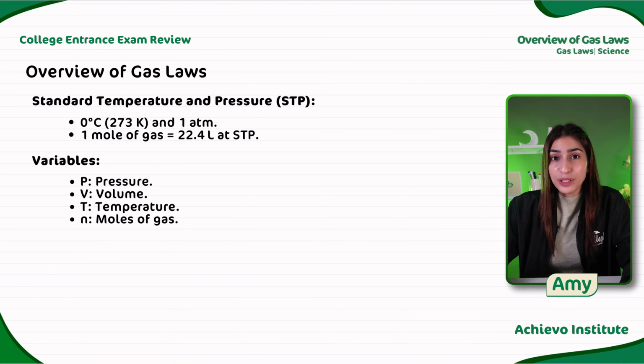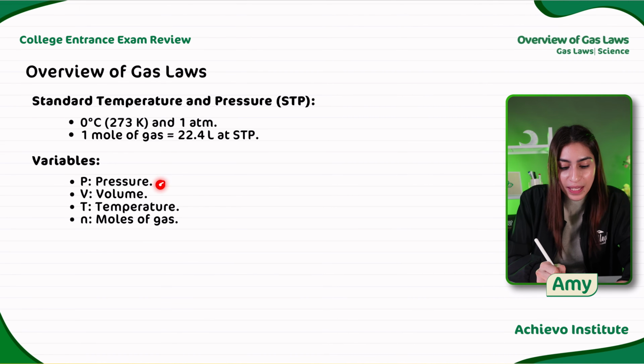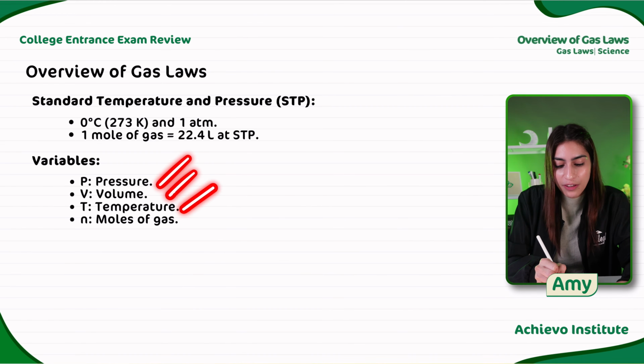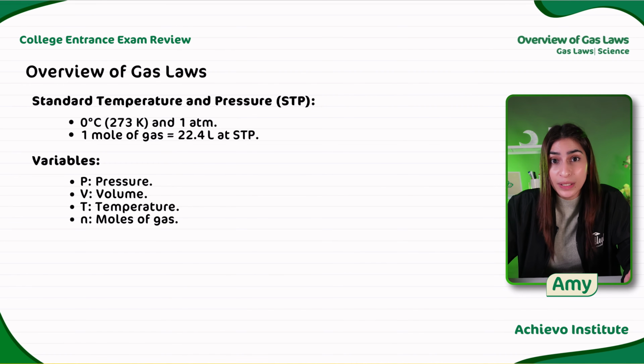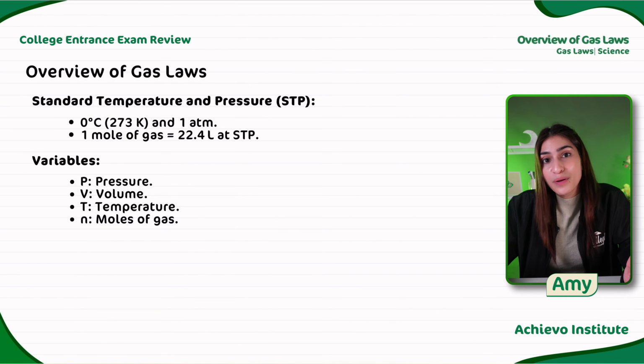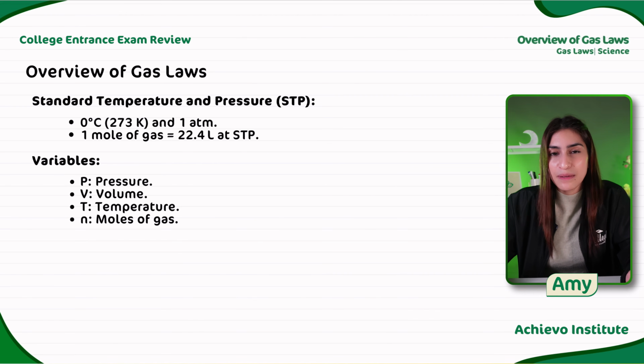The standard temperature and pressure provides us a reference point for comparing behaviors of gases. There are four variables: P for pressure, V for volume, T for temperature, and N for moles of gas. It's very important to know the unit and the value at STP because sometimes the problem will only say STP without providing the values. So it's very important for you to remember the unit and the value.